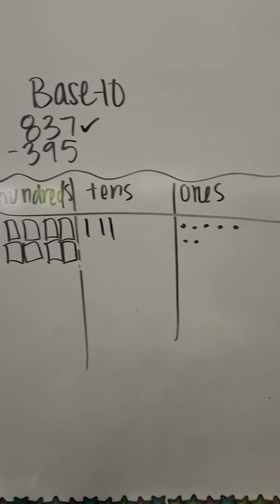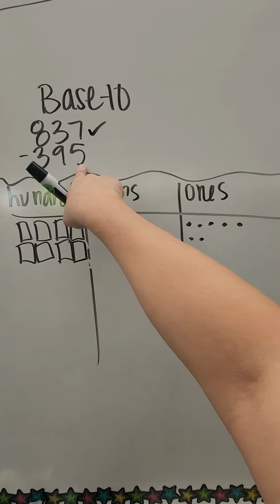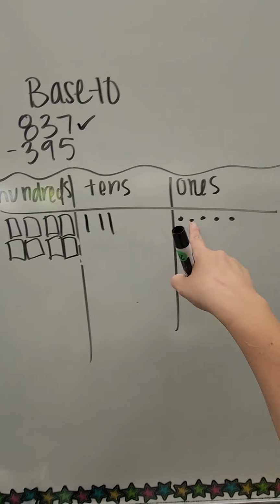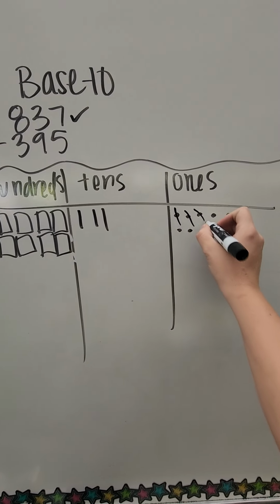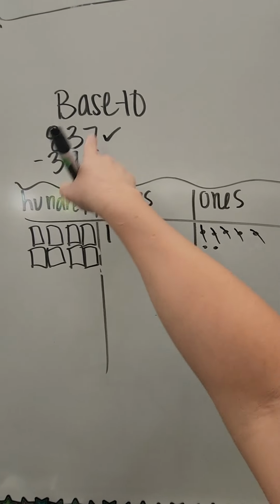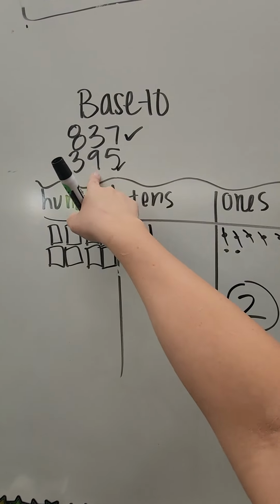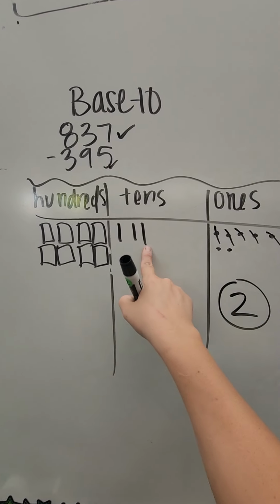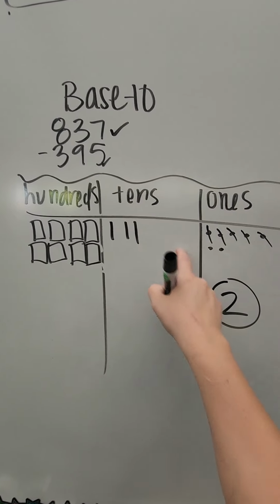That number's done. Now we're going to subtract, starting with the ones place. So I'm going to subtract 5 ones. 3, 4, 5. I've got 2 left. Okay, now I'm going to subtract 9 tens. 1, 2, 3. I don't have enough.